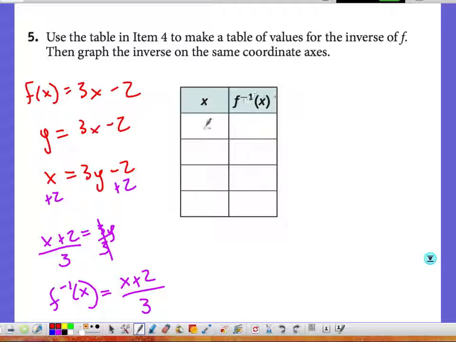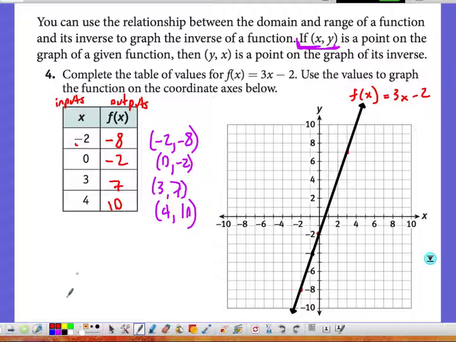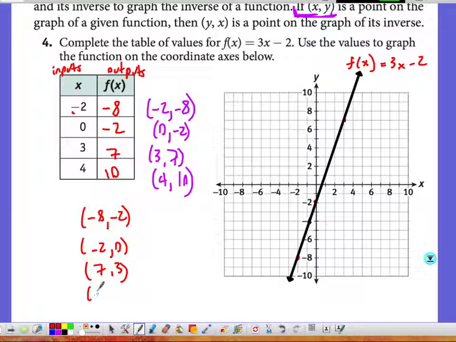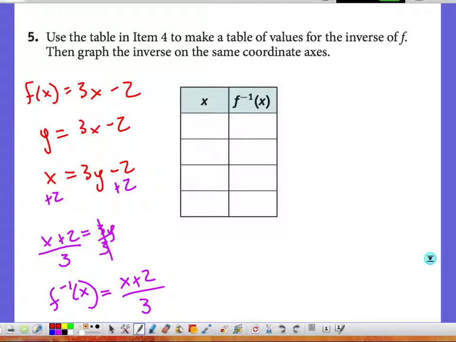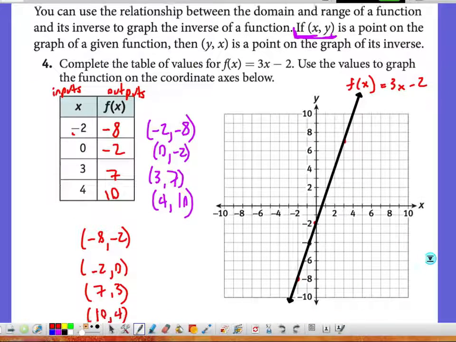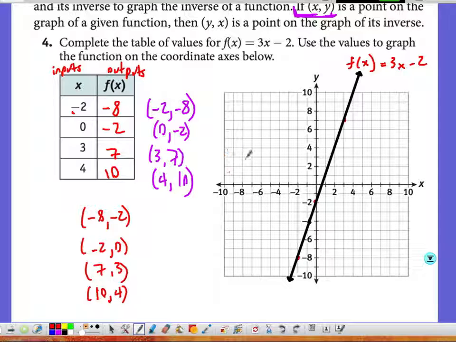So that means that to fill this table out, all I need to do is switch these, so we can have negative 8, negative 2, 0, negative 2, 0, 7, 3, and 10 for are going to be ordered pairs on my inverse function. And so that's what would go in this table. But since I wrote it here, I'll just keep it here because I want to graph these on my graph.